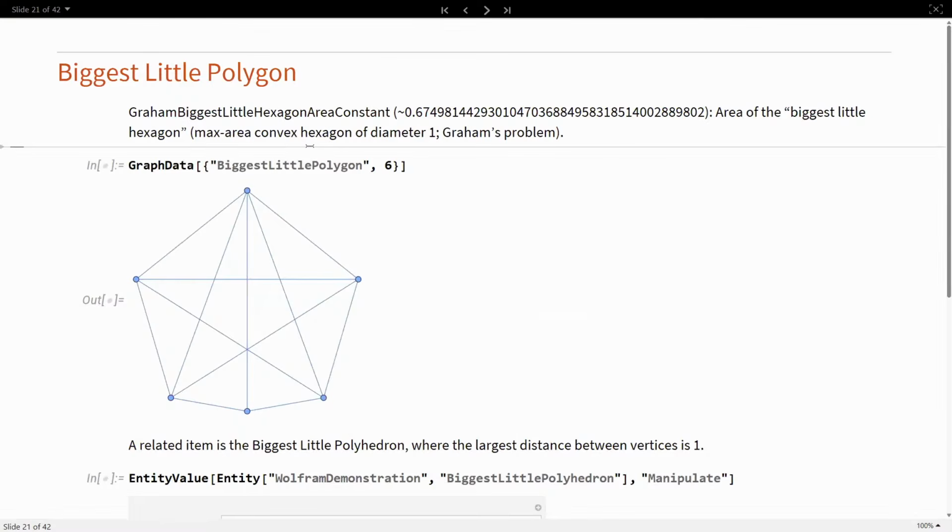Another weird constant is the area of the biggest little hexagon. This is a hexagon where the maximal distance between points is 1. And this is something found by Ron Graham. This is larger in area than the regular hexagon, where the distance between vertices in the diagonals is 1.